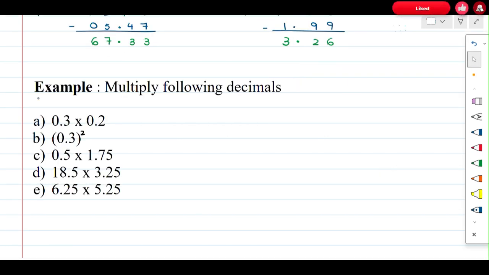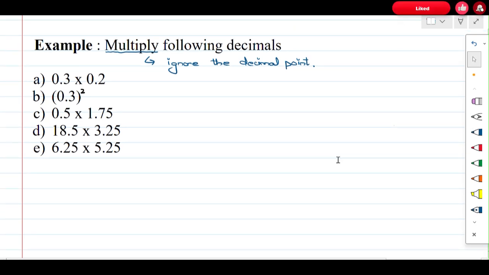The next example is to multiply the following decimals. We have some decimal numbers and we need to multiply. Whenever we multiply decimal numbers, the main rule to remember is to ignore the decimal point. Do the simple multiplication, and at the end, in the answer, count the total number of decimal places from both numbers, and the answer should have that number of decimal places. Let me start with part A.